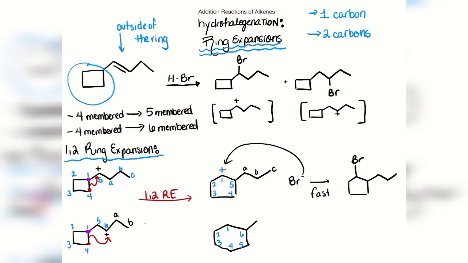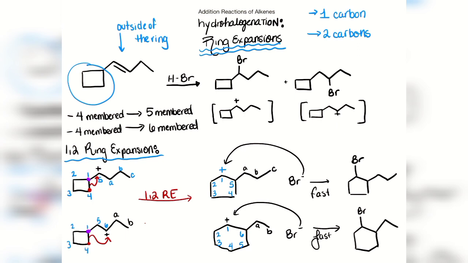So again, number 6 has A and B sticking out. Number 1 will always be the one that I'm using, the purple, to pick up to add to the number 6. Then I would complete my mechanism, same fast step. And then I would have created my now 6-membered ring for this problem.